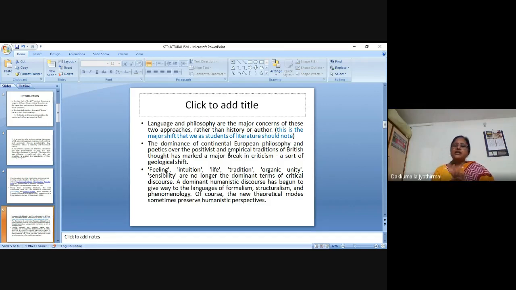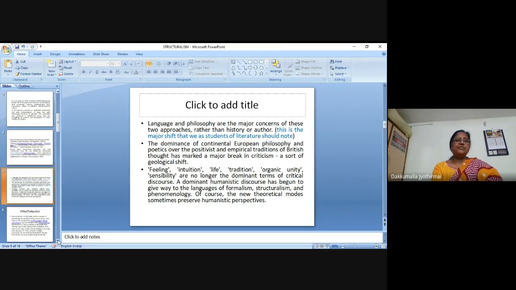That is why critics feel that the seeds of structuralism can be seen in Russian formalism. This is the continental tradition; in Russia, formalism was very popular, and also phenomenology, studying phenomena. So the new theoretical modes sometimes preserve humanistic perspectives also. The new theory that has developed has preserved humanistic perspectives too.